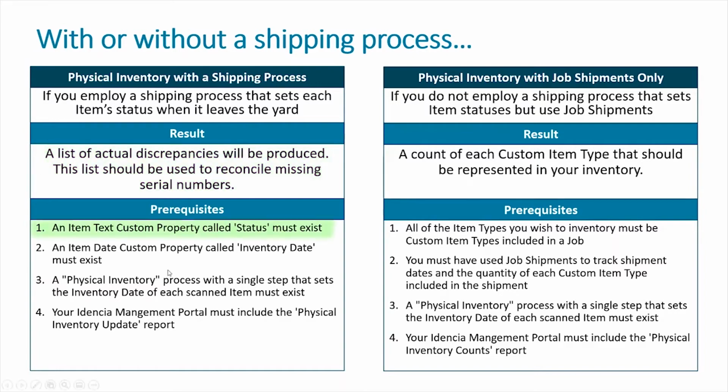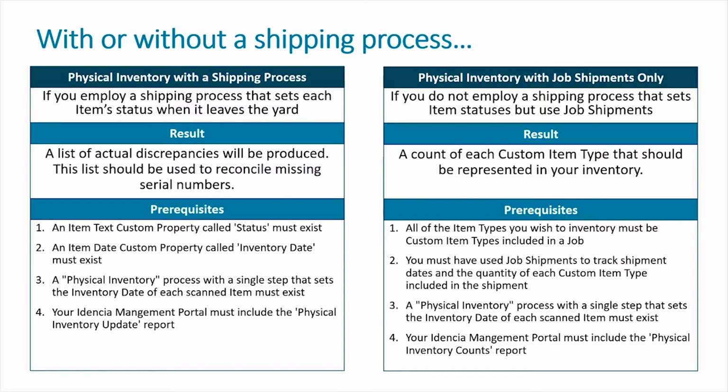and then import the changes or your fixes. So the prerequisites to that are you need a custom property called status, where you'll set the status of every item in your database, and we can help you through that if you don't have one. You'll need a date custom property called inventory date, and you'll set that date when you perform the physical inventory in your yard. You'll need a physical inventory process with a single step that sets that date. And then you'll need the physical inventory update report in your management portal, and we can help you get any of those four things if you don't have them already.